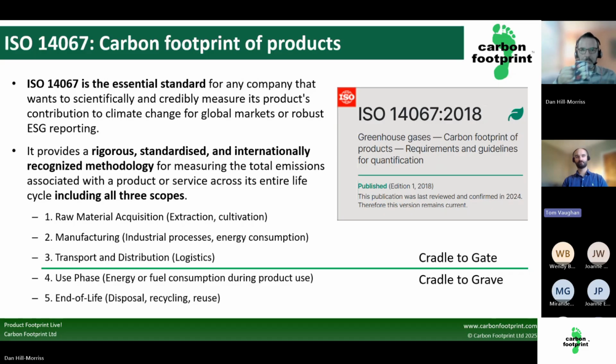So basically, it's got a standard layout. You look at the raw material, the embodied emissions of the raw materials, the manufacturing, so all the electricity and fuels used, transport and distribution. So this is what's known as cradle to gate, finishing at the factory gate. And then there's cradle to grave, which is a larger scope, so includes the use phase, so the energy or fuel used, if that's relevant, and the disposal of the product.